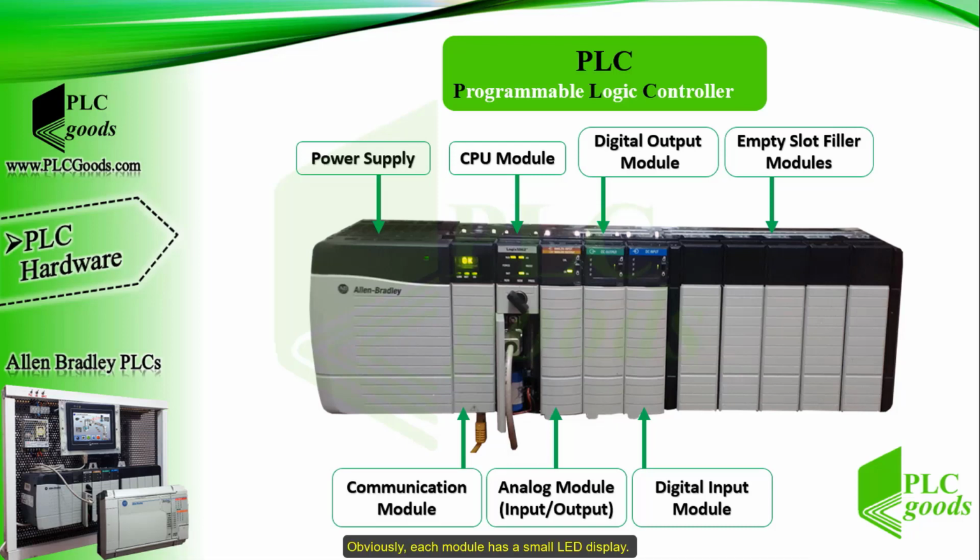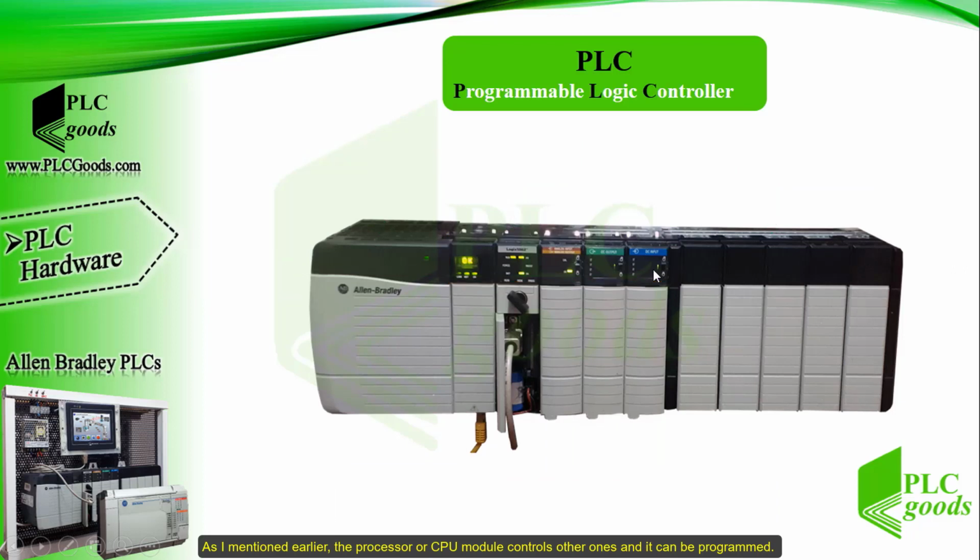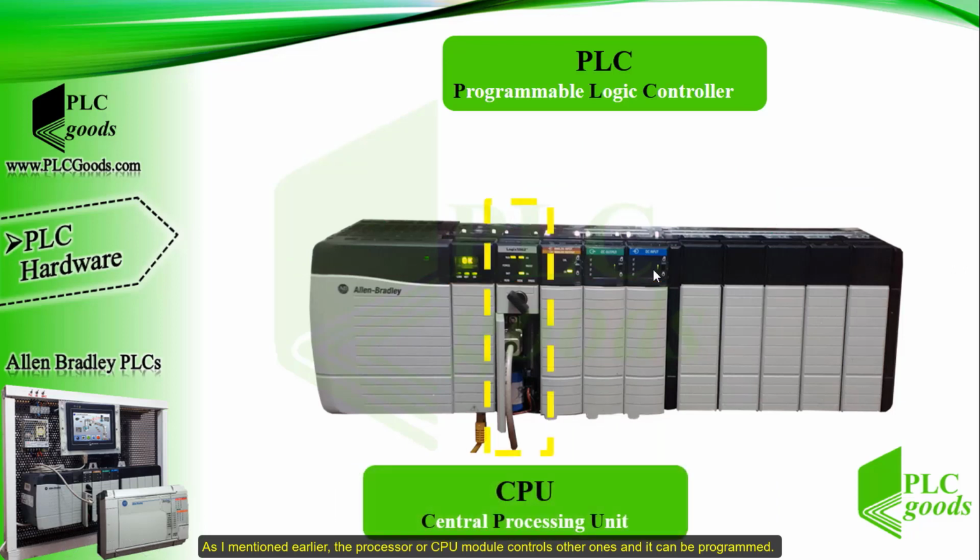Obviously, each module has a small LED display. Here, the communication module shows its Ethernet, IP, or MAC address. Or my CPU module shows its mode, which can be run, RAM, and program mode. Or here, we can see which output or input is activated. As I mentioned earlier, the processor or CPU module controls other ones and it can be programmed.